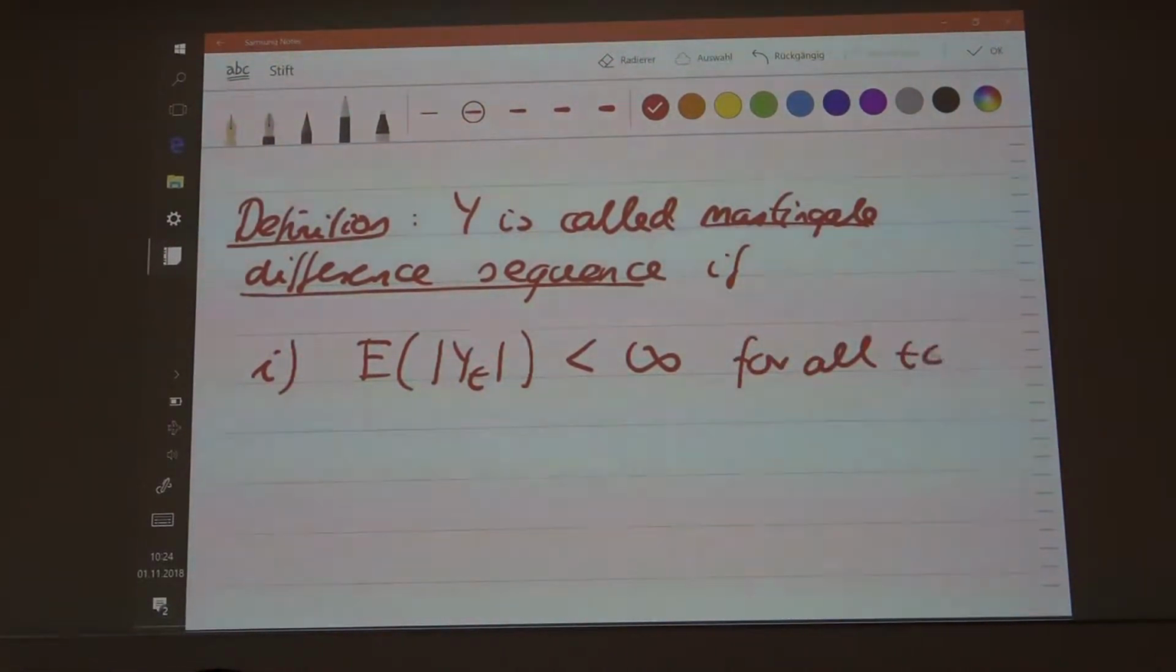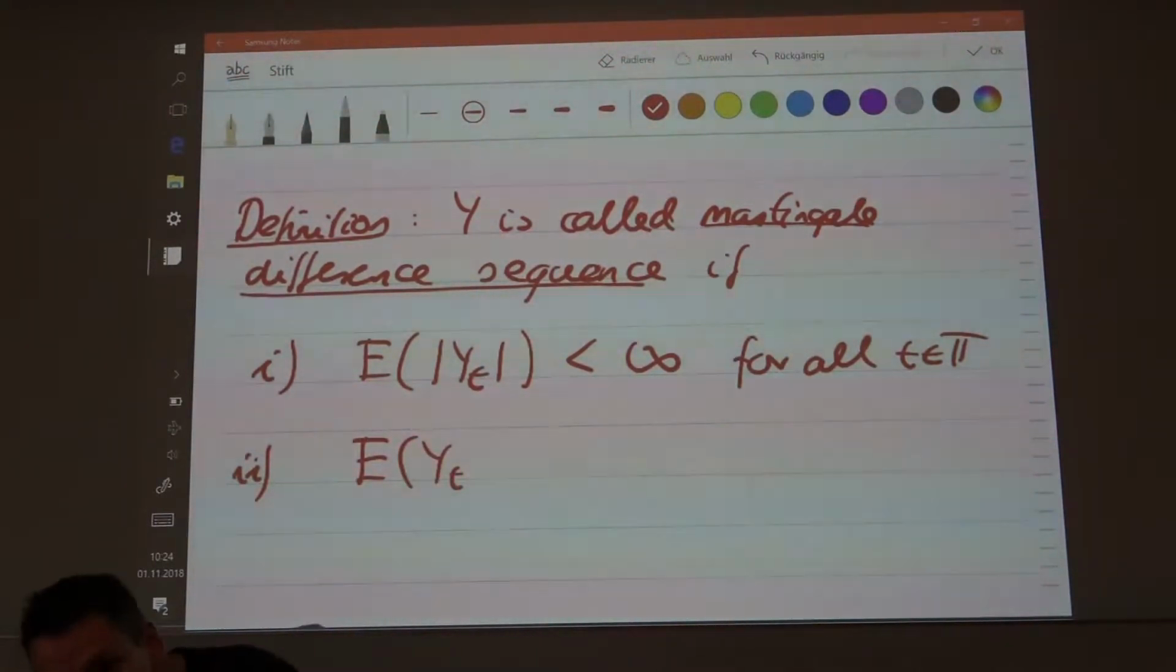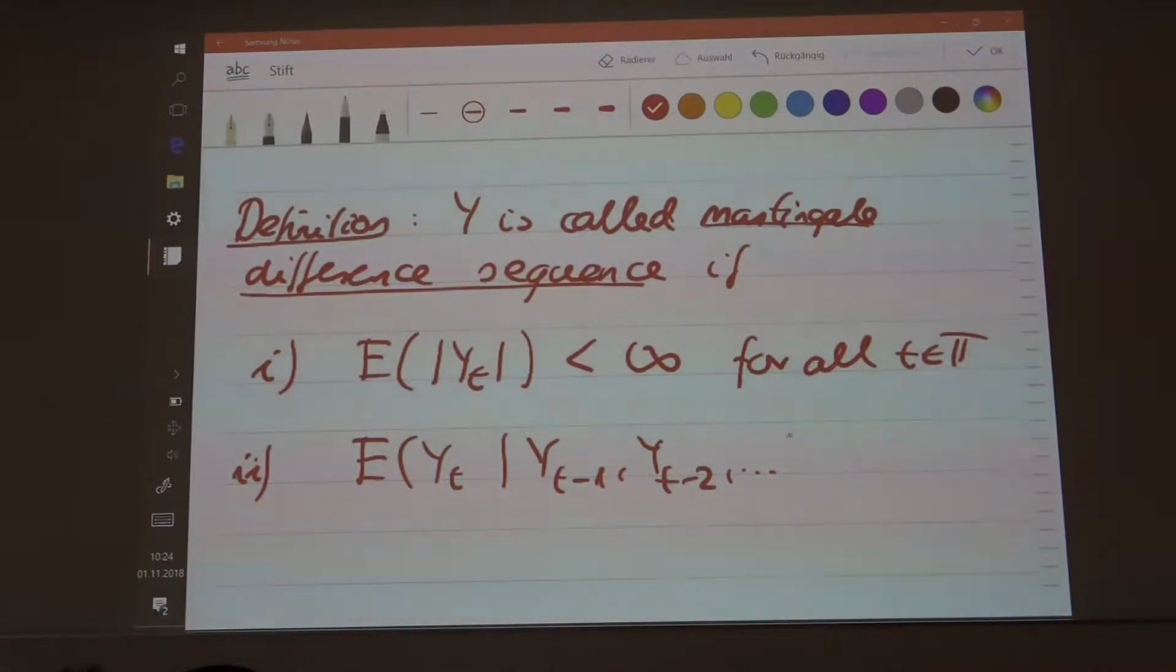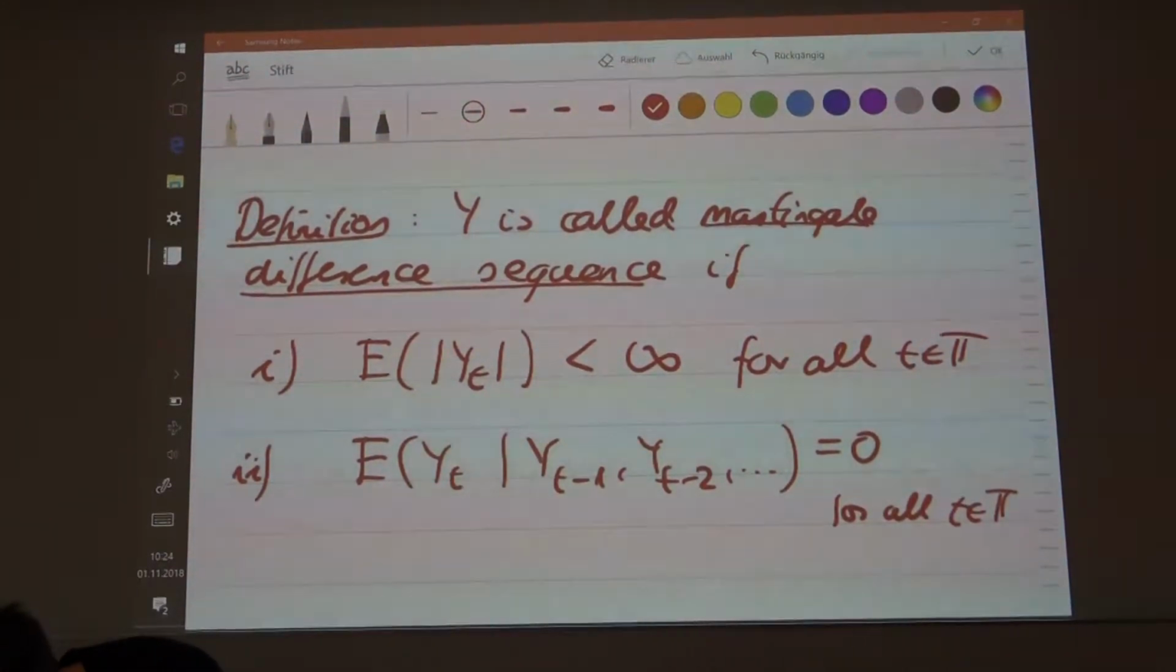And the second property is that the conditional expectation of the process, given its past, and we have a discrete time process, so basically we'll just have a sequence here, Y_{t-1}, Y_{t-2}, etc. This represents the past of the process, is equal to 0, of course, and that is also true for all t.